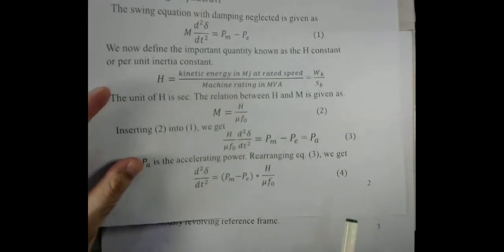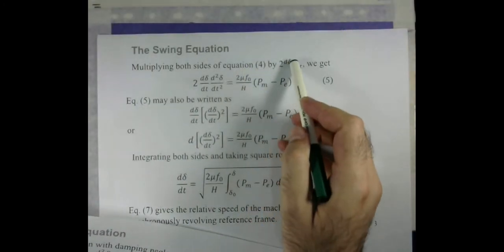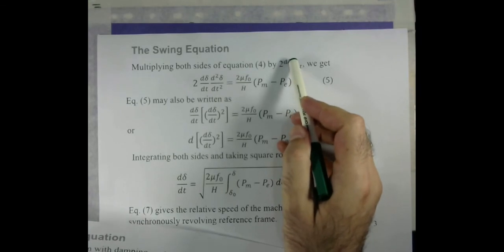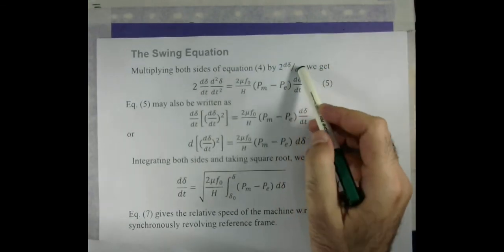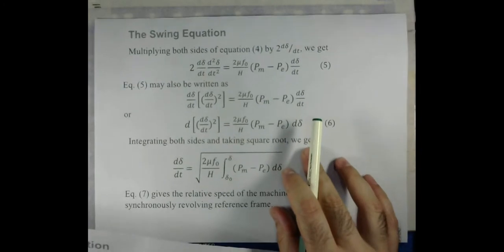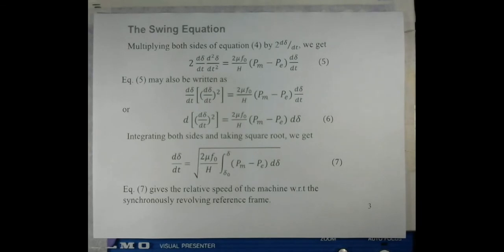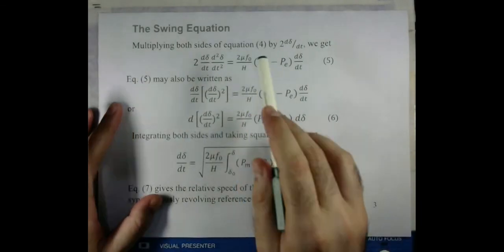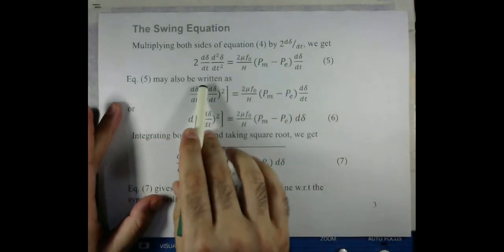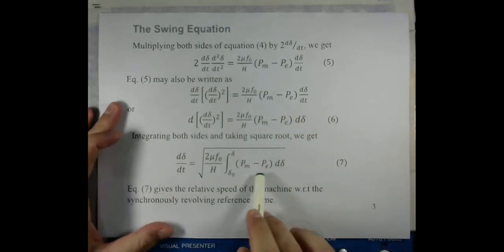So now let's say we multiply equation 4 with 2 times the derivative of the load angle with respect to time. So we multiply equation 4 by this particular term, and we get the resultant expression to appear like that. And now this expression can even be written in this format. So after some mathematics, we get this equation.